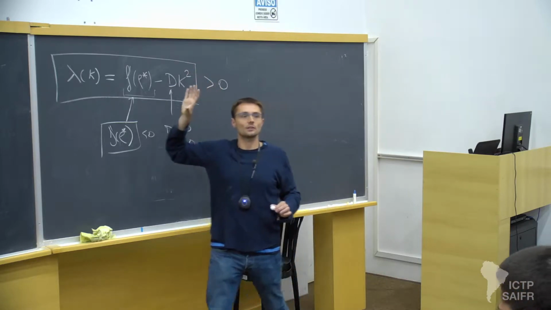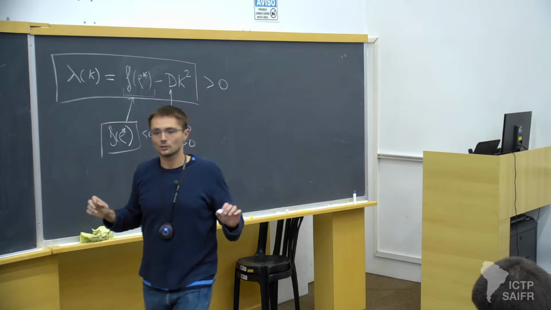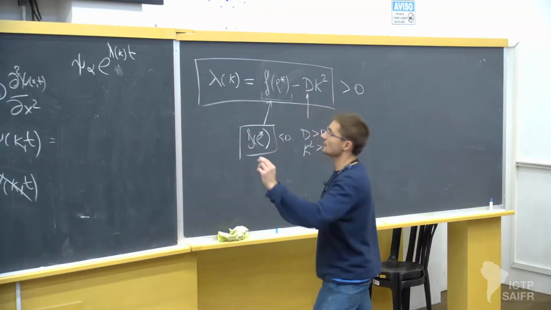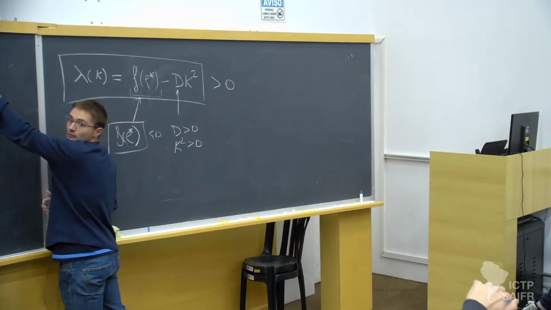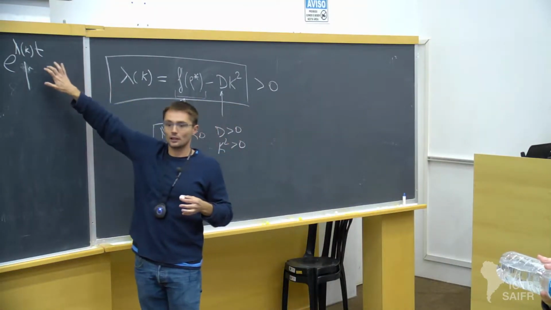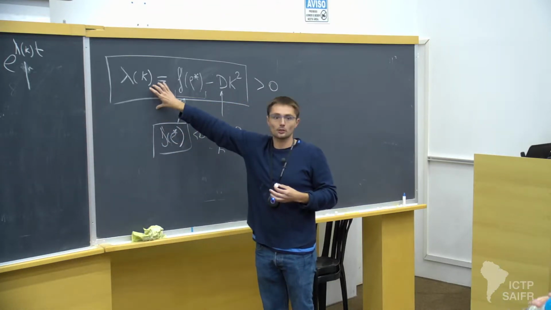Have you all followed this reasoning? We can repeat it again. I didn't understand why lambda has to be positive. So the lambda is the growth rate of my perturbation. If I want it to be unstable for some k, and therefore have some wave numbers that are unstable, then I need lambda of k to be positive.